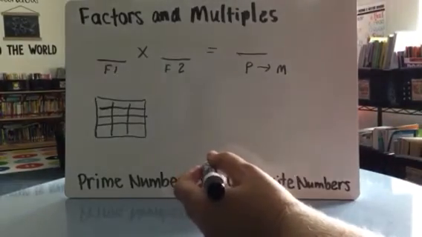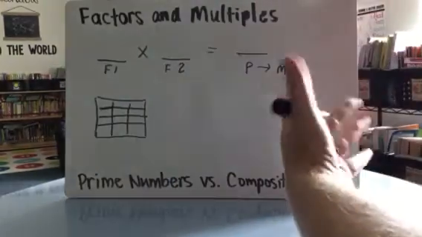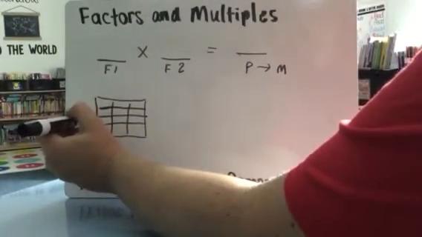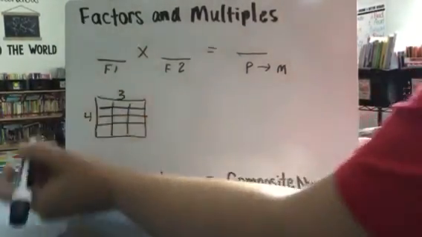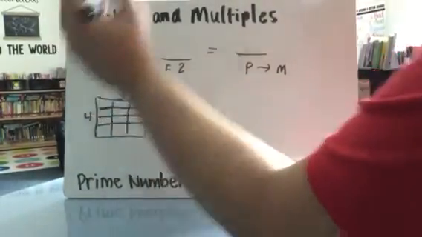For students who are pretty fluent with their multiplication facts, they already know some of the ways to make 12 with multiplication. So here I have 4 rows. How many are in each row? 3. So I can say that this is 3.